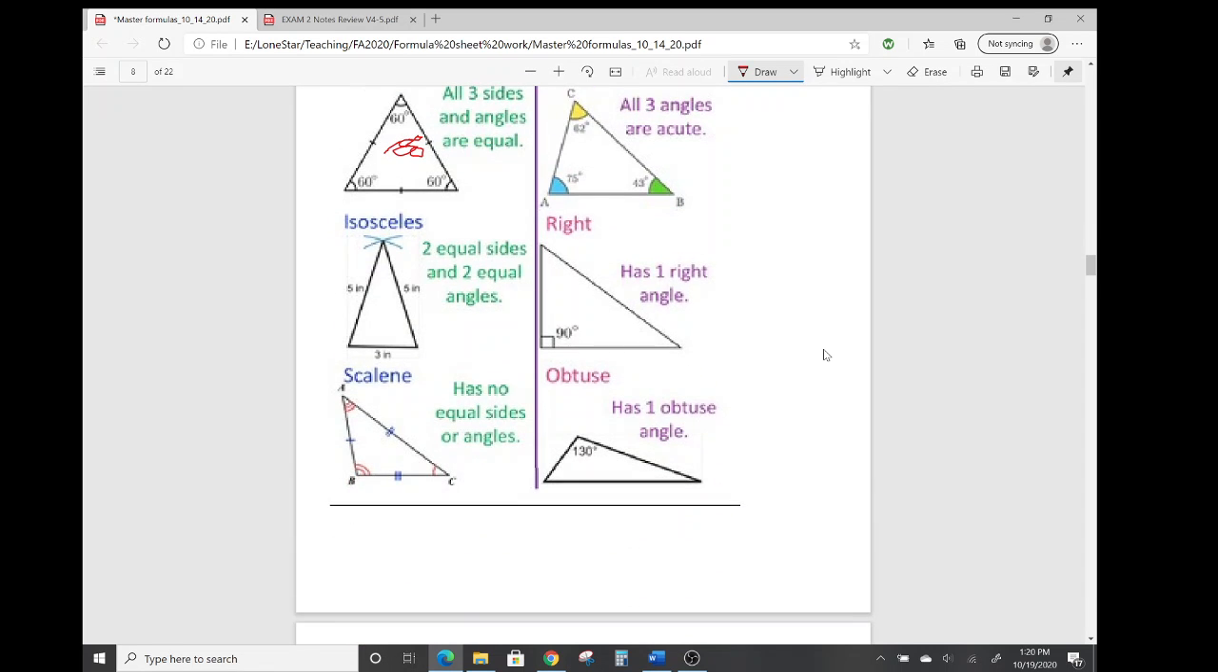All right. Isosceles triangle. The isosceles triangle has two equal sides. These two sides are equal, that side's equal, and this side, the base, is not. And it has two equal angles. This angle here and this angle here would be your equal angles. Scalene triangle has no equal sides or angles. All the sides are different lengths and all the angles are different.